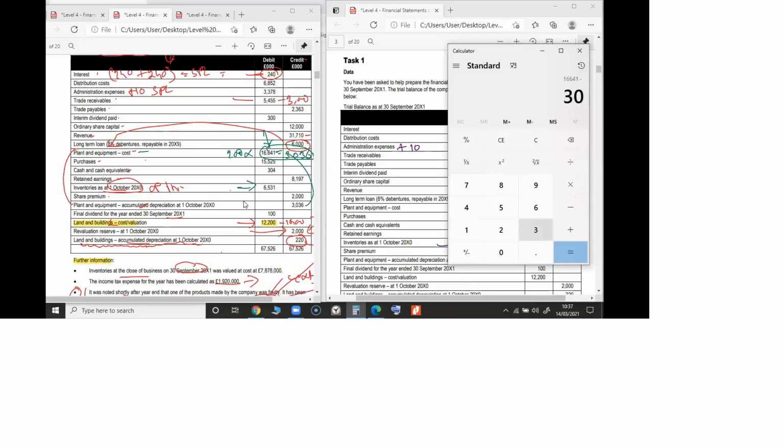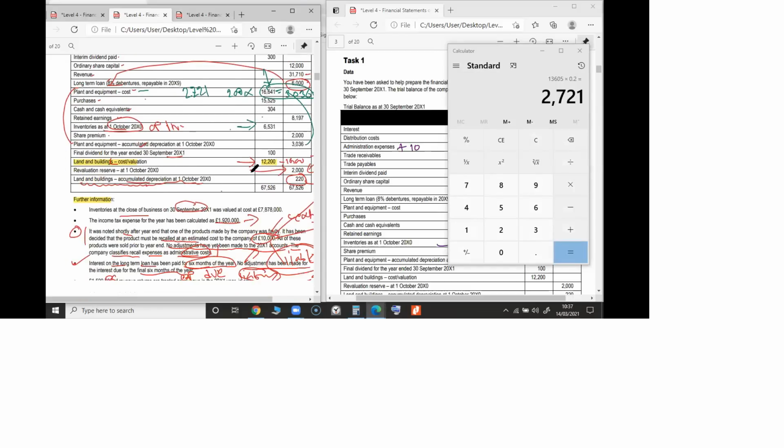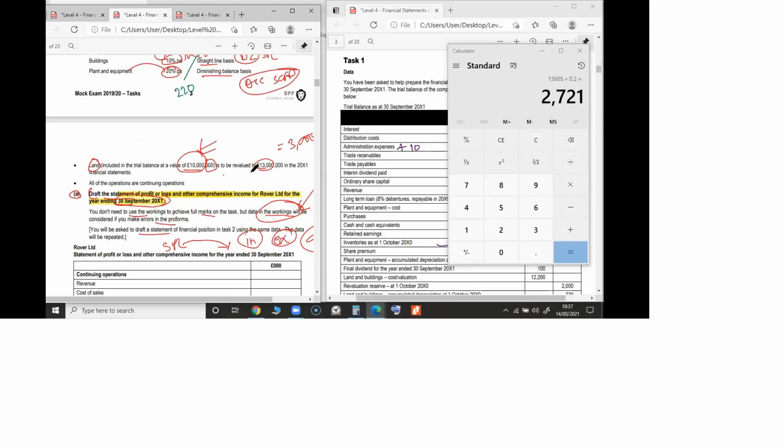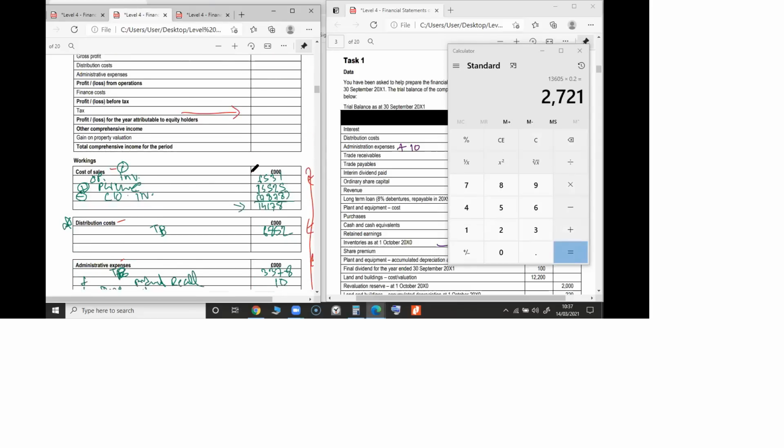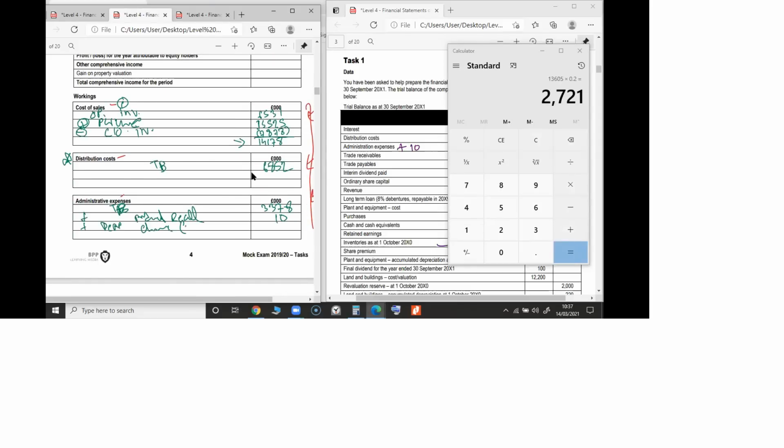Minus 3036, and then you did 20%. You remember? 2721. I thought I have written it somewhere. 2721 is the depreciation on plant and equipment. So 220 plus 2721 is 2941. When you add all these three, what do you get?